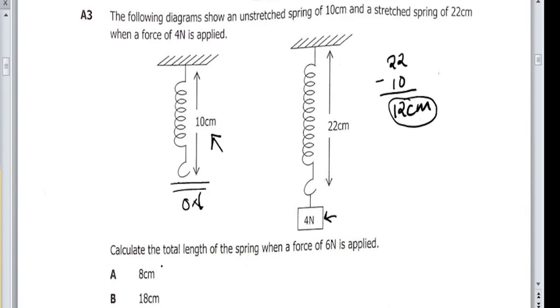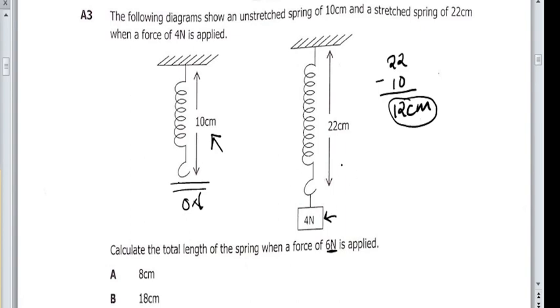So the question is saying, calculate the total length of the spring when a force of 6 newtons is applied. So 6 newtons is applied. Now, here we have 4 newtons. What if we remove the 4 and we put a force of 6 newtons? What is going to happen? So meaning, these 6 newtons would mean just adding 2 newtons to the 4 so that it becomes 6.